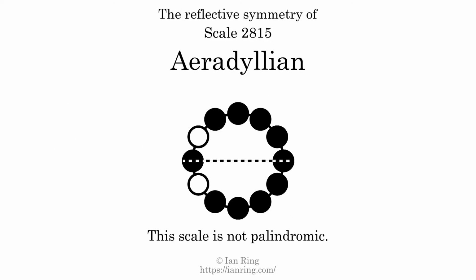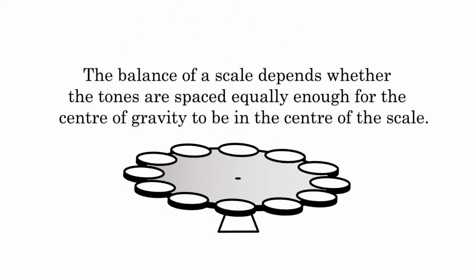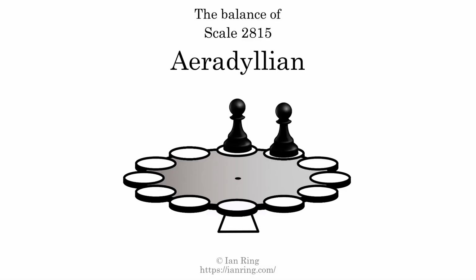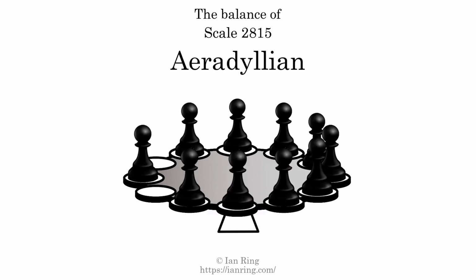This scale has reflective symmetry across an axis position 3 semitones from the root. This scale has a different pattern of intervals ascending and descending, so it is not palindromic. This scale has one ridge tone. Here, the balance of a scale depends on whether the tones are spaced equally enough for the center of gravity to be in the center of the scale. This scale is not balanced.